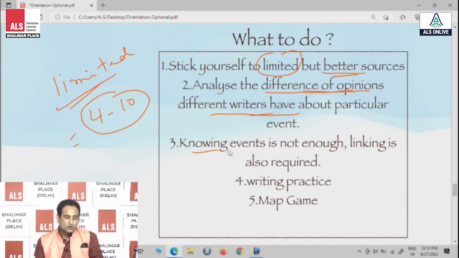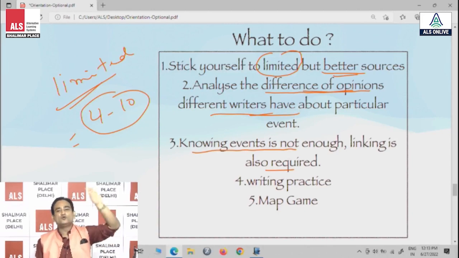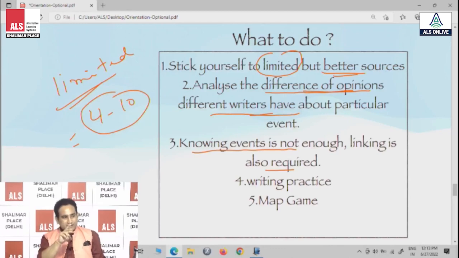Then, don't just know the events, link the events. It's not that when you have 12 topics, you don't know how to connect them. So, we would be linking these topics also. History is not all about separate, different events. History is about linking those events. So, always focus on linking these two topics. Suppose when I teach Quit India movement, and I have already told you non-cooperation movement, you should always think how Quit India movement is different from non-cooperation movement.